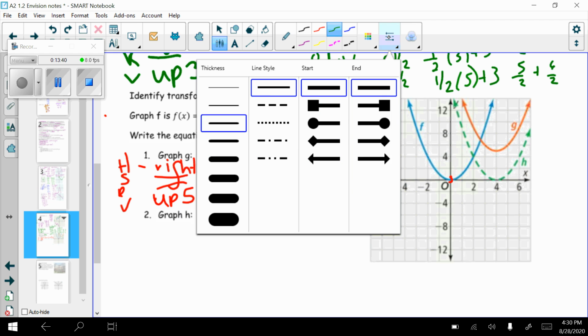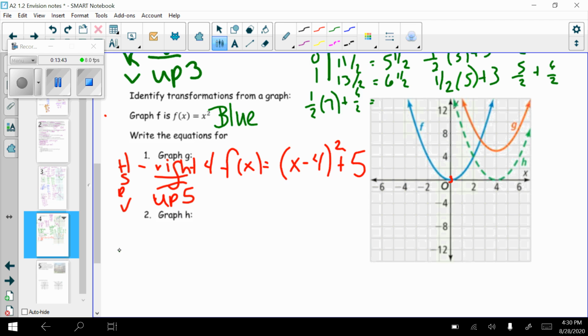So now we want to go to the graph h, which is the dotted line. Again, I'm looking at HSRV. I again notice that it has shifted to the right. So it went right, starting at 0, 0, it went right 4. It did not go up or down any, so I see there's no vertical shift. I see there's no reflection because it's not opening down. So then again, look for a stretch. Okay? So this point right here, if I simply move it over 4, 1, 2, 3, 4, is still on that graph, so I know there's no stretch or shrink.